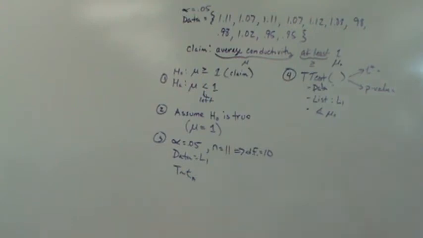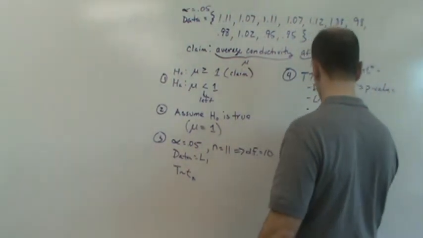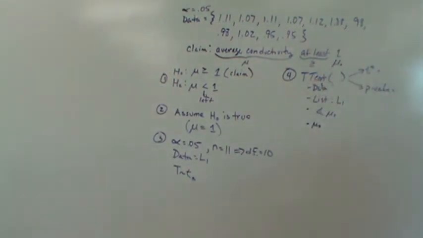and then mu 0. Oh, that's another thing I forgot. We got to put in mu 0. Right? So mu 0 is what? 1. That's what we're assuming. We're assuming that the conductivity is 1. Now let's put in the list. So first things first. Let's go back to stat edit. And let's put in the data.